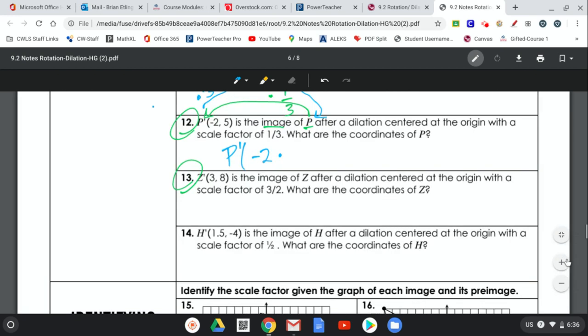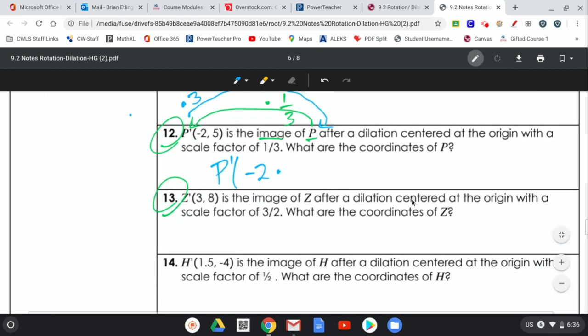All right, guys. So we are moving back onto number 12 here. So again, like we said, multiply by the reciprocal if you are going from the image to the pre-image. So this time we're going to do -2 times 3, and then we're going to do 5 times 3 as well. And so when we do that, the coordinates of P are going to be -6, 15.